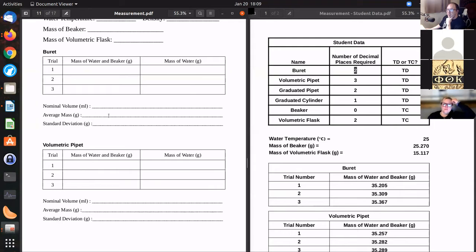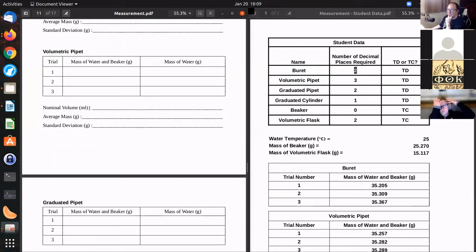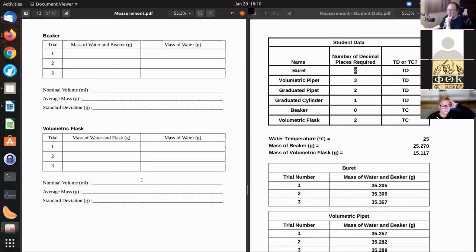So you're going to calculate the average and the standard deviations, and you're going to put that there. Now notice that this is going to be the mass. Okay, so this is going to be the average mass, and this is the average standard deviation, and we're going to do something different in just a second. And then you're going to continue to do that, and you're just going to do that same thing for all of these, but there is one that's different.